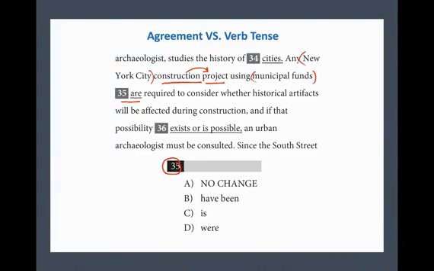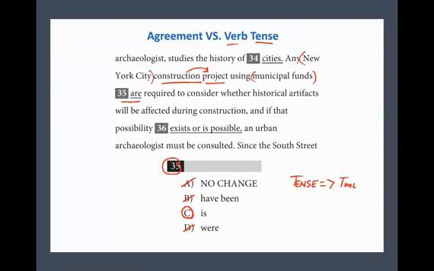And would I say project are required? No. Would I say project have been required? No. A project is required? That's the one. A singular noun, a singular subject needs a singular verb. So even in this case where you can see the choices are changing up the verb tense, and that has to do, tense really is a matter of timing, past, present, or future.